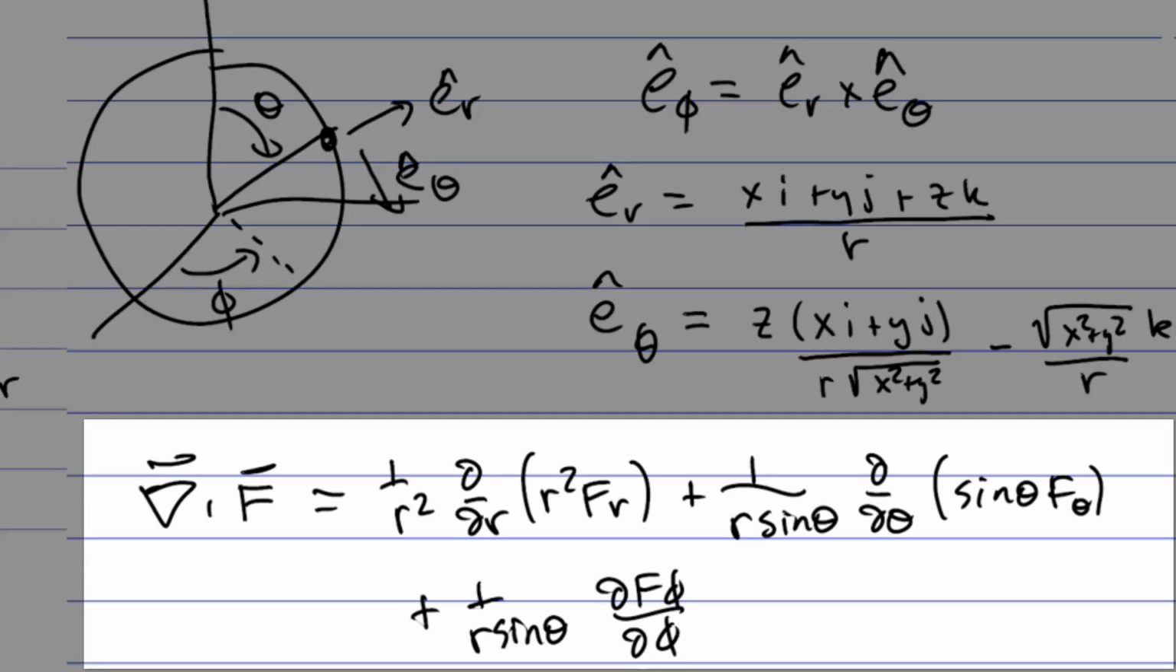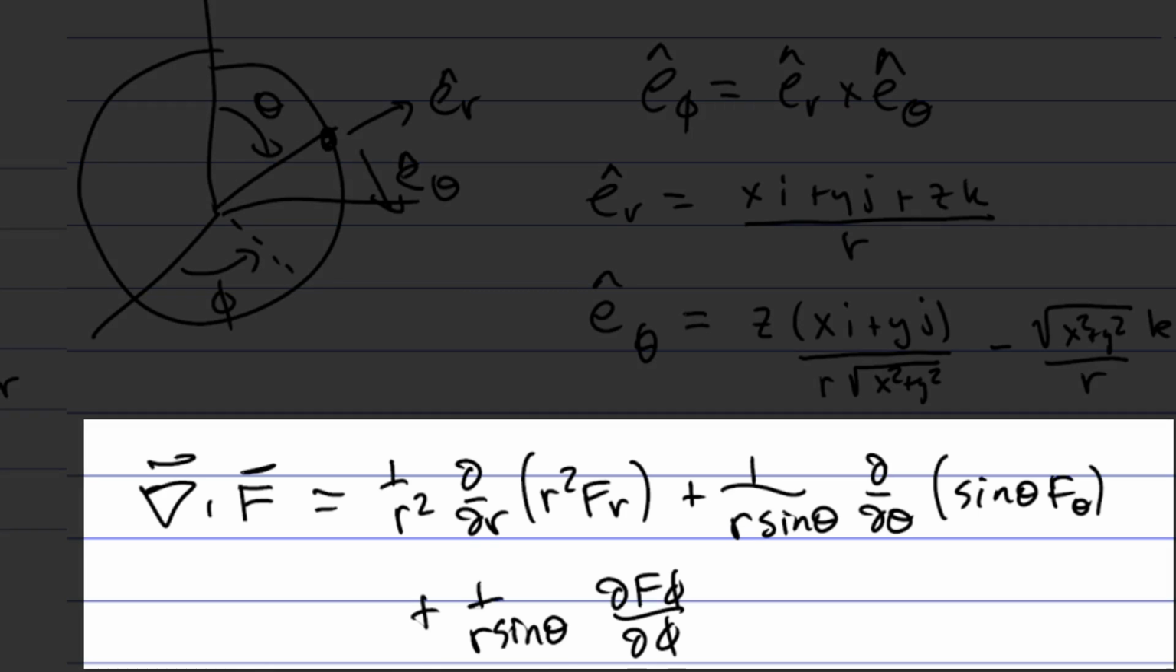Now, the divergence in spherical coordinates is even more of a mess. The divergence of f is 1 over r squared d by dr of r squared f r, plus 1 over r sine theta d by d theta of sine theta f theta, plus 1 over r sine theta d f phi by d phi. And so there's no simple way to reason out why it has this form.